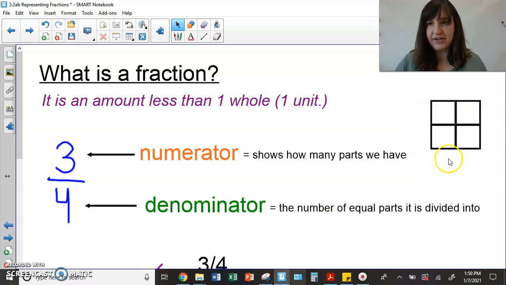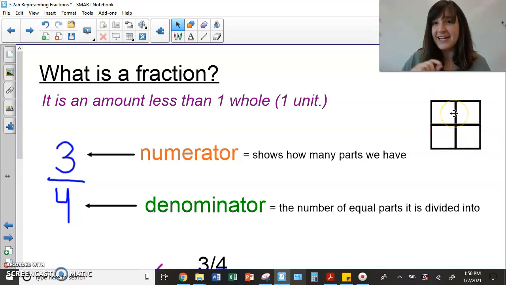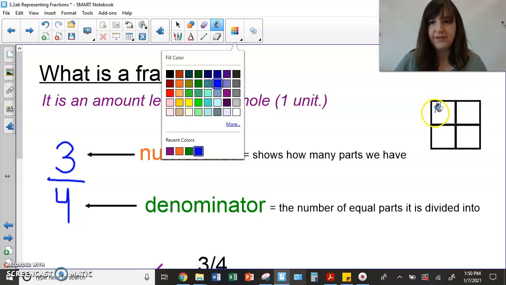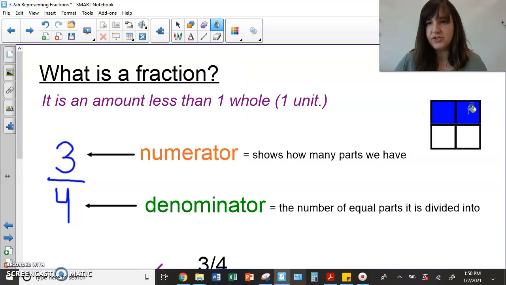So if I have this shape right here, this square, and it's divided into 4 smaller squares, 4 equal squares, the denominator right here is 4. There are 4 total pieces. They are each equal to one another. If they're not equal, then it's not a true fraction. The numerator is 3. So if I were to shade in 3/4, I would shade in 1, 2, 3 pieces right here. And now this fraction represents 3/4 because I have 3 parts filled in and 4 total parts.